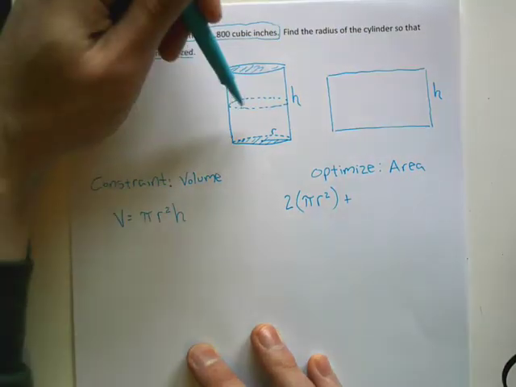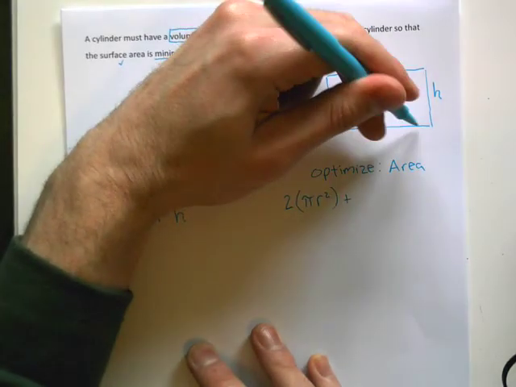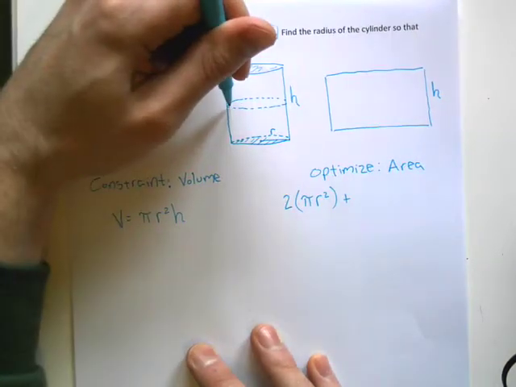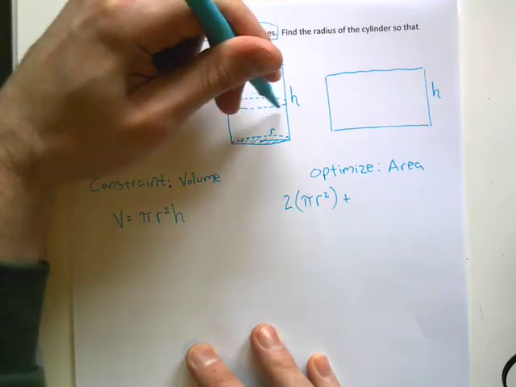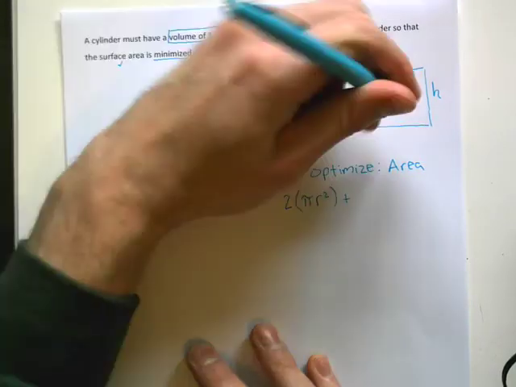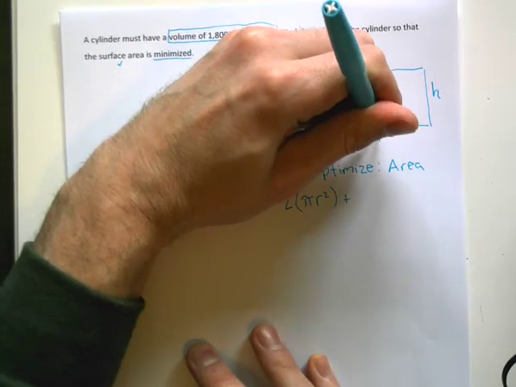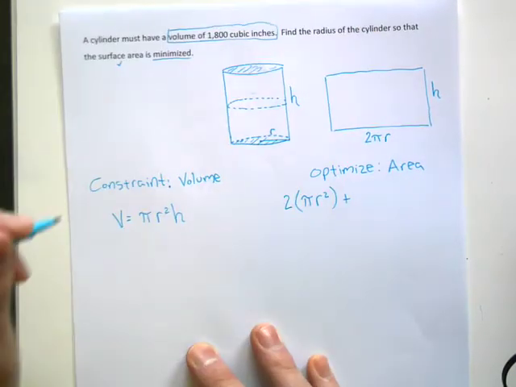So this piece right here would represent this circumference. Okay, so what's the equation for the circumference of a circle? If you remember from geometry, or if you looked it up, it's 2 pi r.